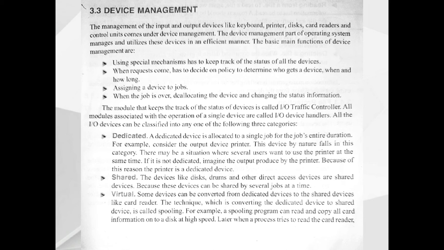If you want to type but there is no keyboard, or no mouse, it detects that too. Second, when a request comes, it has to decide on a policy to determine who gets a device, when, and for how long. When the request from the CPU or the main memory comes, it decides where it should be allocated, to the keyboard or, say, the printer, the job assigning. That is assigning a device to the job.